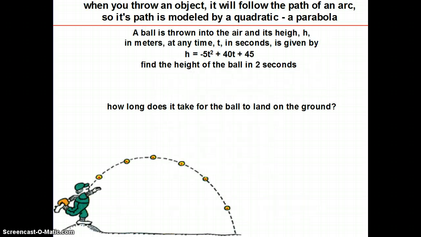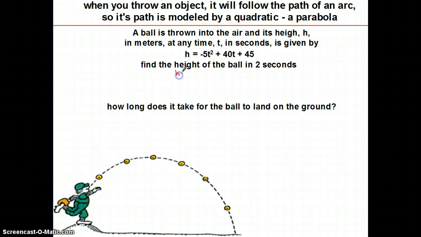When you throw an object, it will follow the path of an arc, so its path is modeled by a quadratic or a parabola. For example, a ball is thrown into the air, and its height h in meters at any time t in seconds is given by the following equation. Find the height of the ball in 2 seconds.